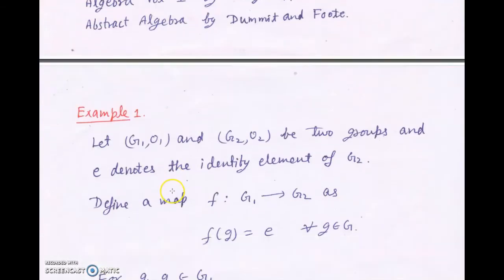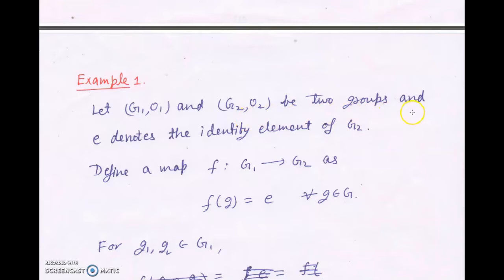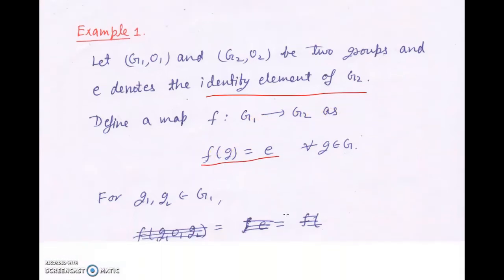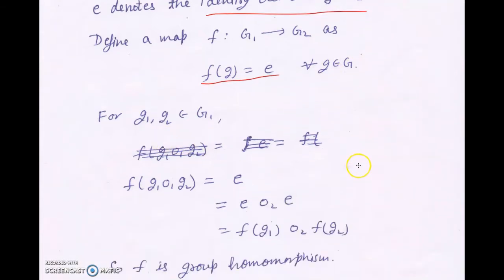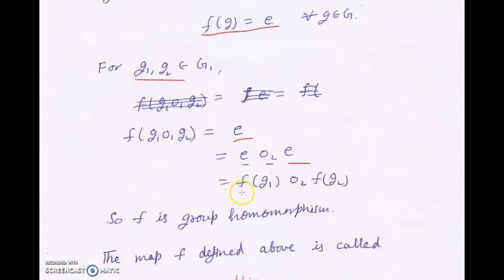Now come to some examples. Suppose (G1, O1) and (G2, O2) are two groups and E denotes the identity element of G2. Define a map from G1 to G2 as F(g) equals E. So every element is going to the identity element of G2. This map is a group homomorphism and it can be checked easily. Suppose I take g1, g2 in G1, then the image of g1 O1 g2 is E, and E can be written as E O2 E, and because everything is going to identity, in place of the first E we can write F(g1) and in place of the second E we can write F(g2), so it satisfies the property of group homomorphism. So F is a group homomorphism.